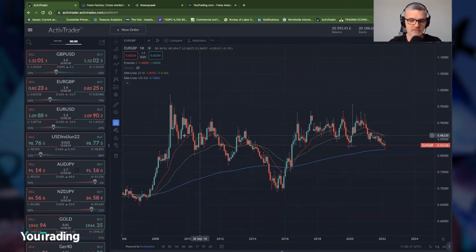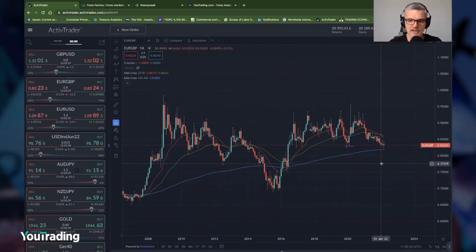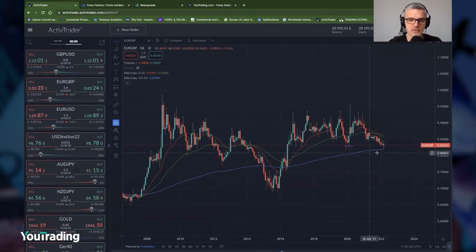And if you look a lot further left, we're basically within a range. So if we were to pull a fib, I'm pretty sure that would be at the 50% mark. And that's why we've got some sort of support.